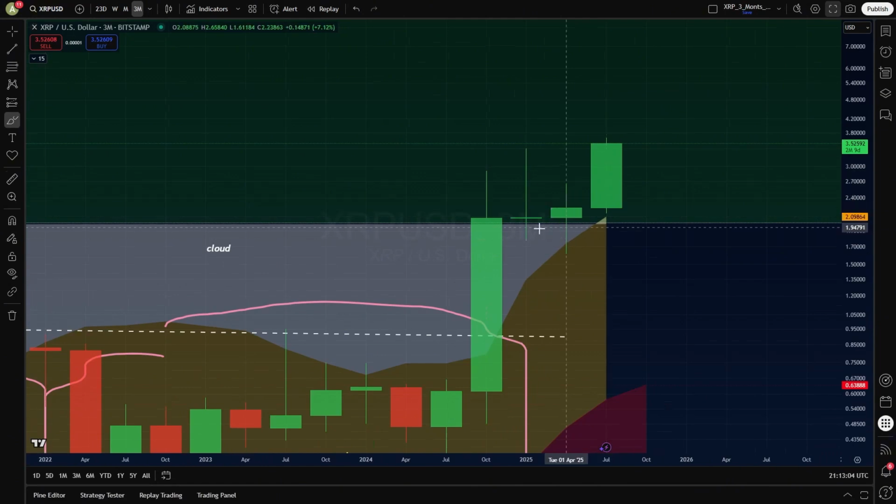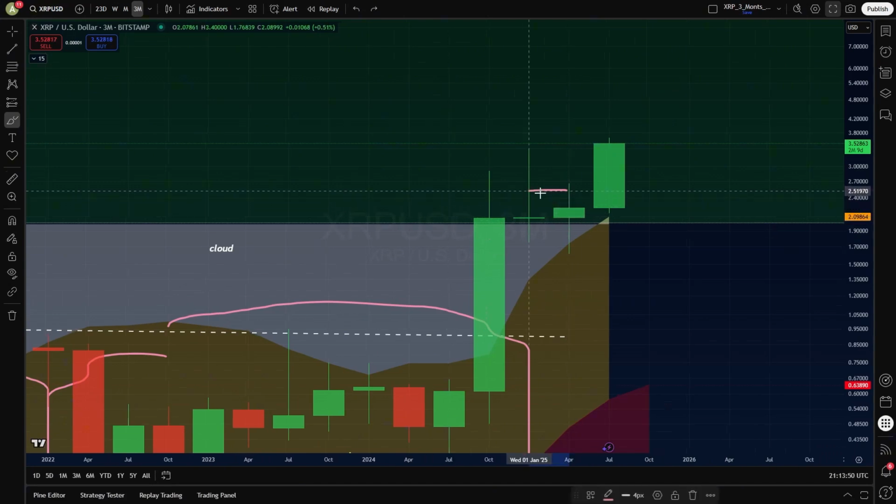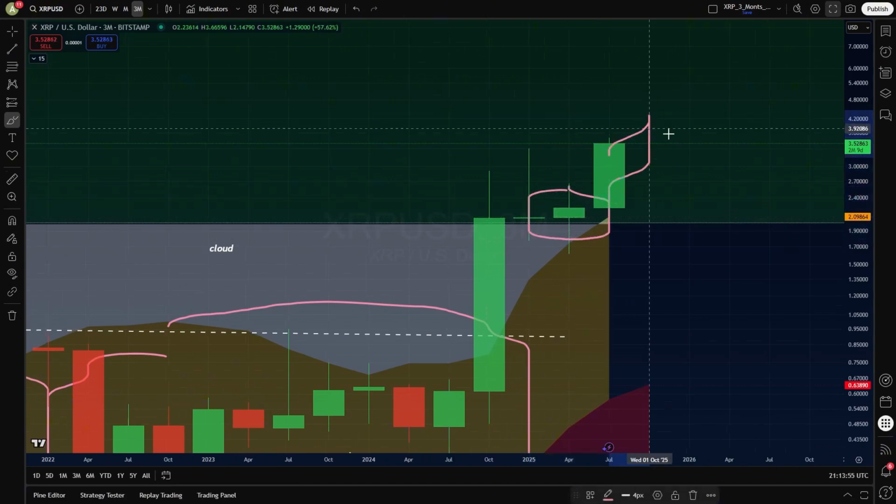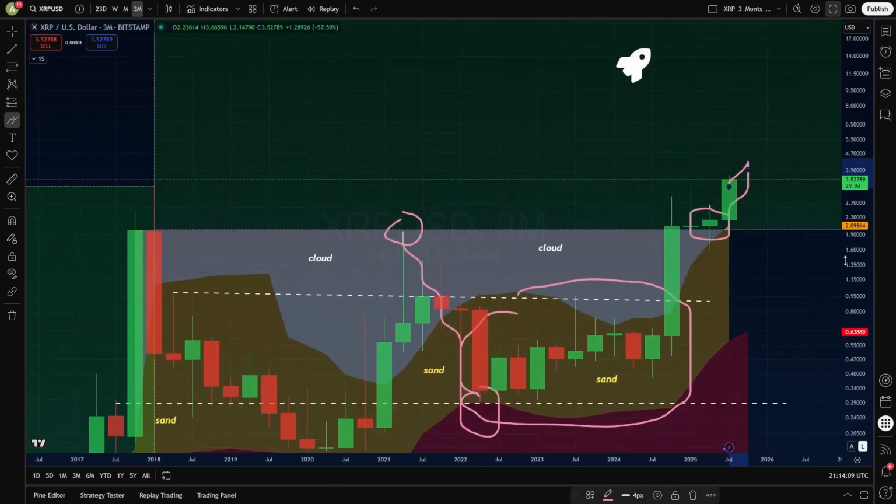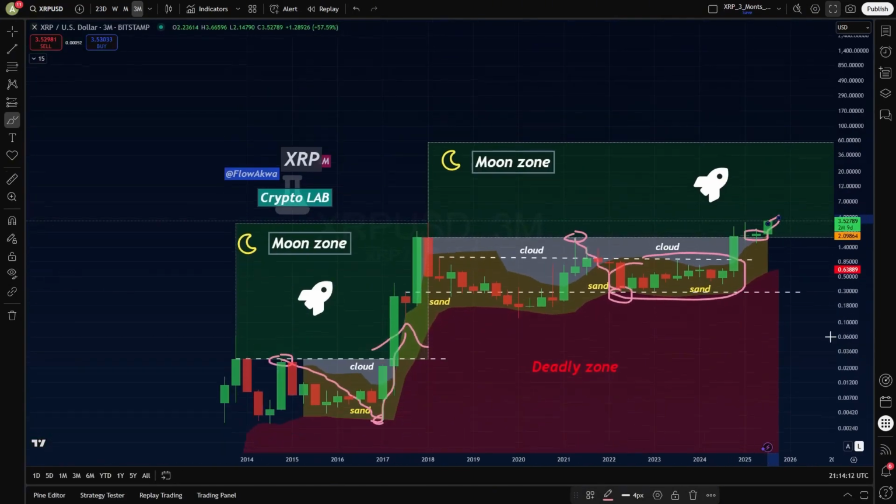So let's continue. Just after, with this candle again, we tried to go inside, right, to go down again, but guess what? We got pushed to the upside and we closed above it again. And this was the second confirmation that XRP was ready to go up. And to understand it better, we need to talk about the sand zone on this chart.